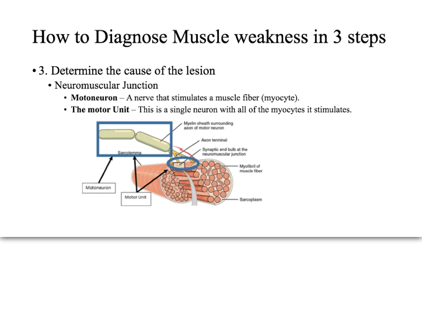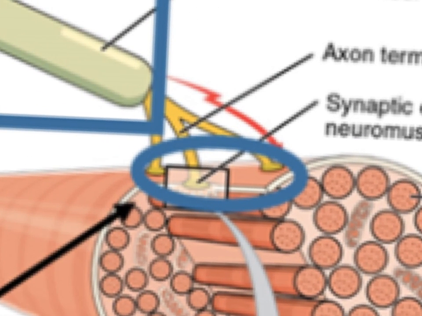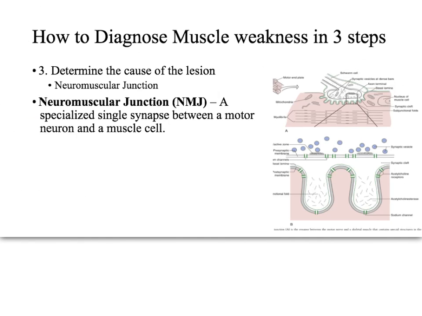The expansion, I'm going to try to blow this up so you can see it. The expansion at the terminal end of the motor nerve is called the synaptic end bulb. Next we have the neuromuscular junction itself. It's a specialized single synapse between a motor neuron and a muscle cell. This is the most studied synapse, and so it's usually used in didactic tools to teach what a synapse is and how synapses work.